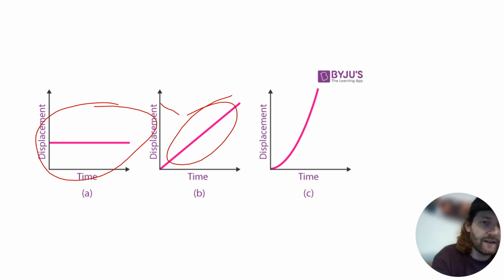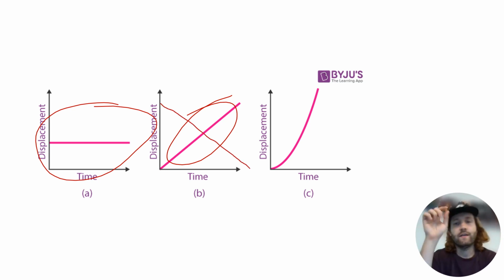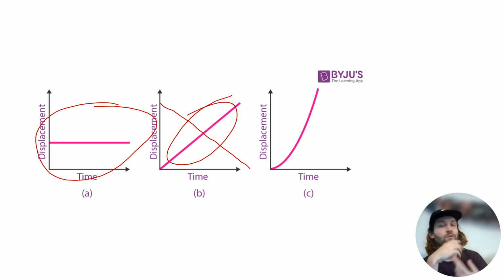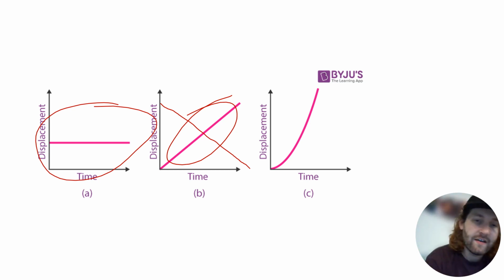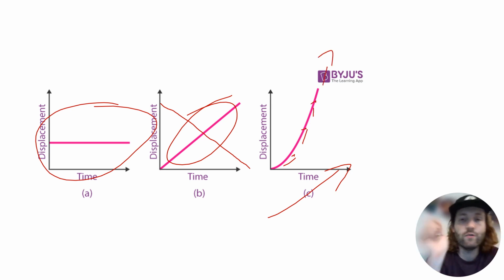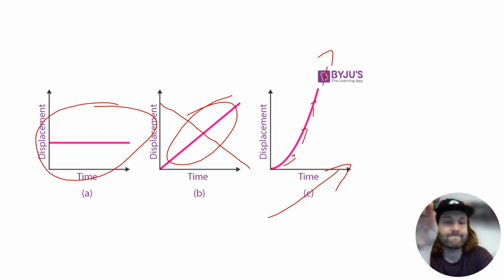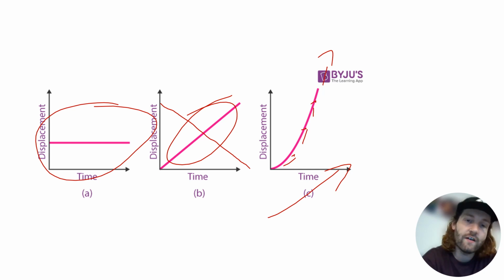If we were to have something like this, a downward slope, it's indicating it's moving in the negative direction. This one here is clearly moving in the positive direction, but the rate it's moving in the positive direction is increasing. So this right here is a positively accelerating object.